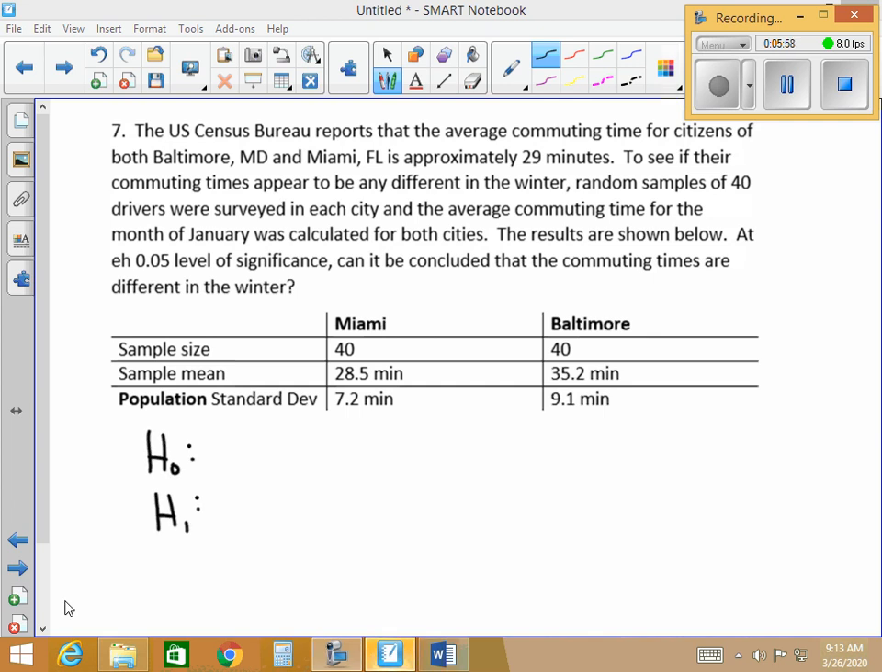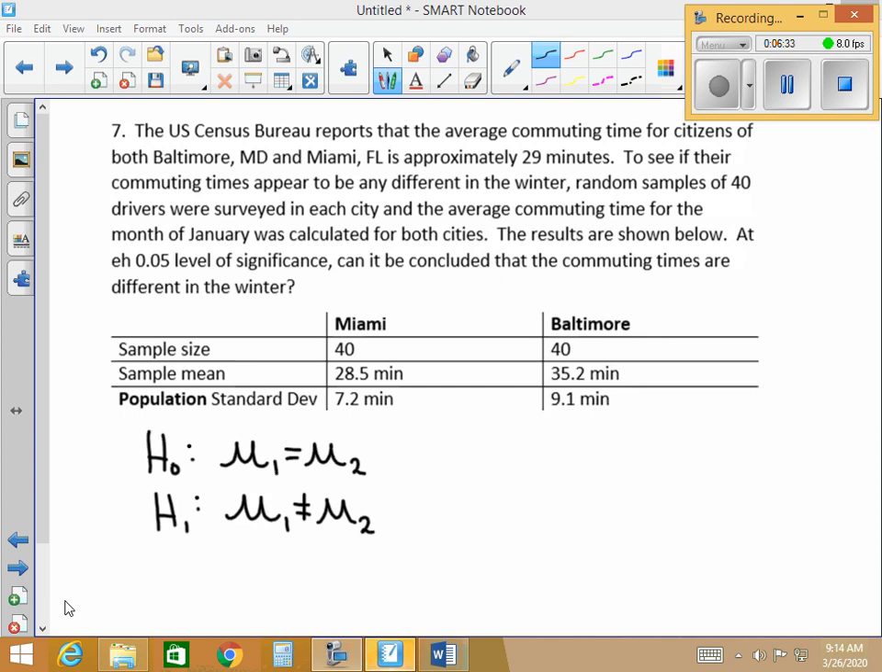Here we're talking about commuting times of two different populations. We've got Miami and Baltimore. And always, my null hypothesis is that those two means are equal to each other. It says, can I draw the conclusion that they're actually different after I've taken this sample and I've done my work? You notice my sample sizes are 40, so even if they didn't tell me I was normally distributed for my population, by the time the sample sizes go above 30, I know that I'm okay there.